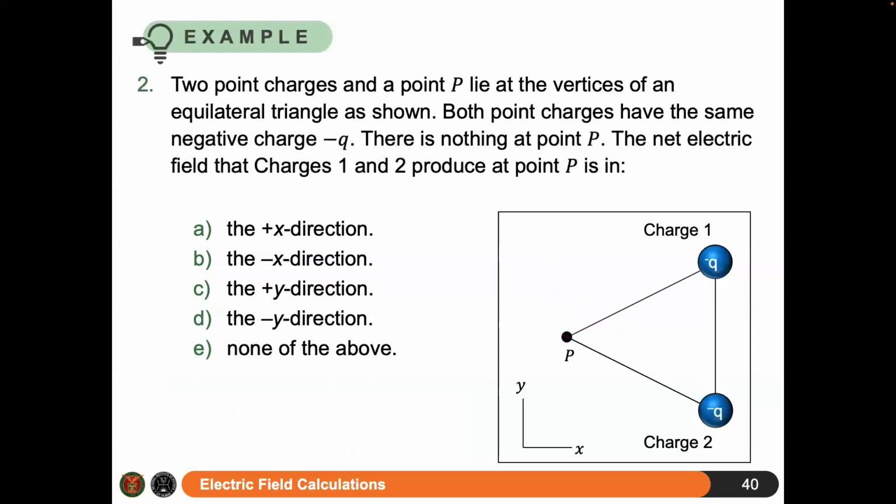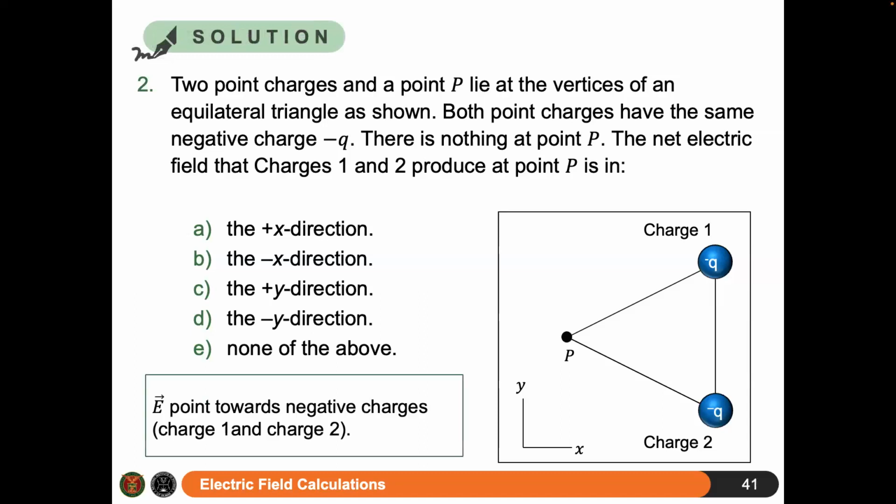Kung parehas naman silang negative, okay, so again, E1, same pa rin, drawn towards charge 1. Pero yung E2 mo ngayon, ganun din, drawn towards charge 2. So if you add them up, ang net force mo will be in the positive x direction.